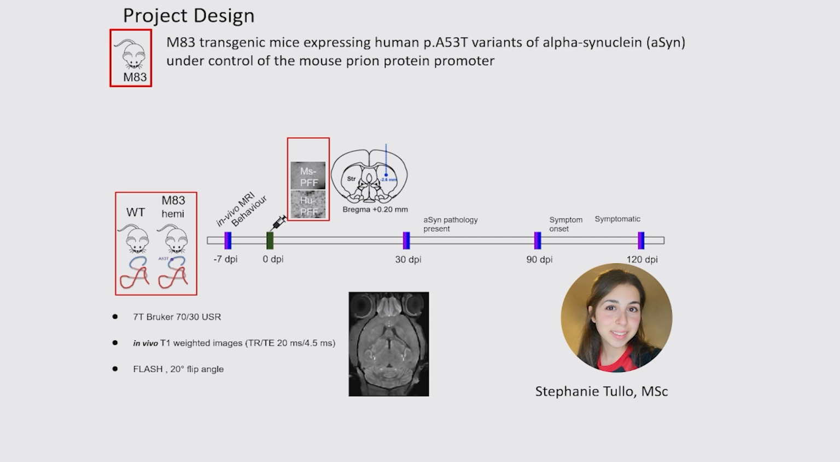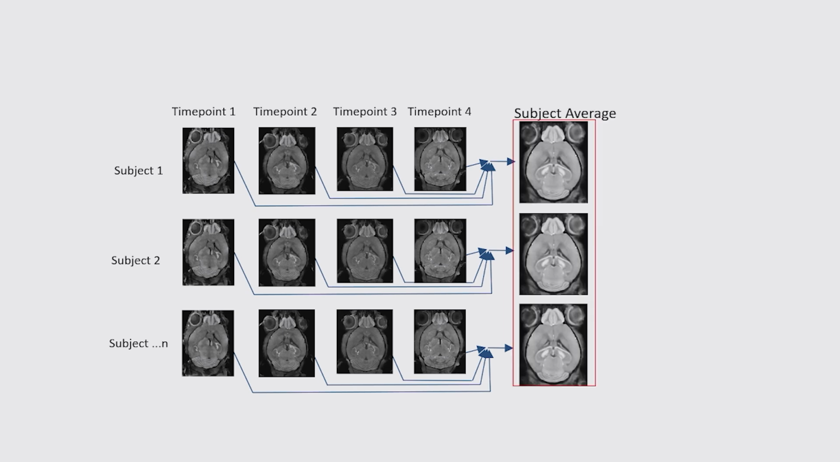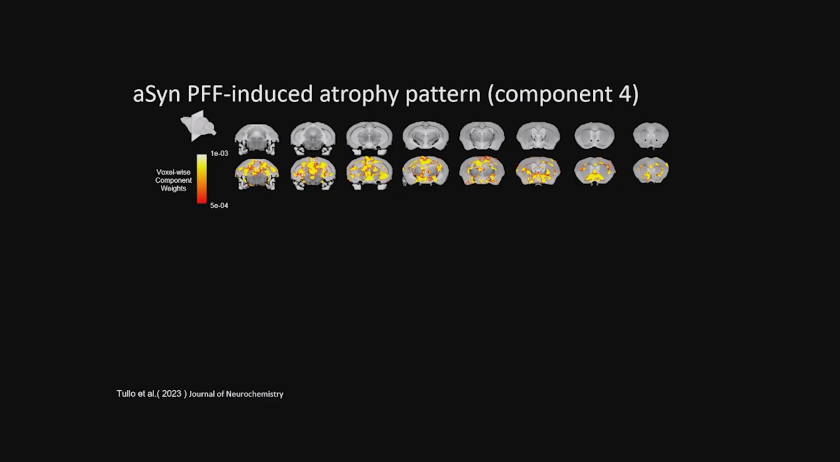We use a standard deformation-based morphometry pipeline to analyze these animals. Basically, we look at within-subject change over time using subject-wise averaging. If you think of an ANTs model build, for example, it's the same underlying code that we use. And then we bring all that into a common space to create a population average where we do our stats. And so when we do this, this is the type of canonical atrophy pattern that we get.